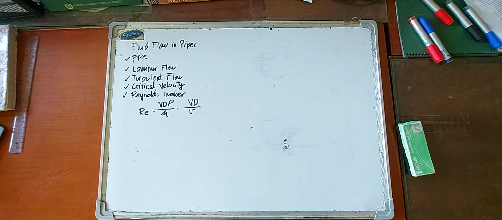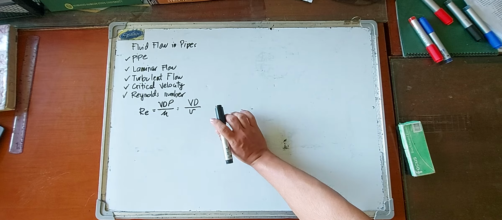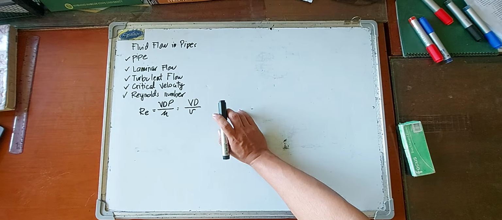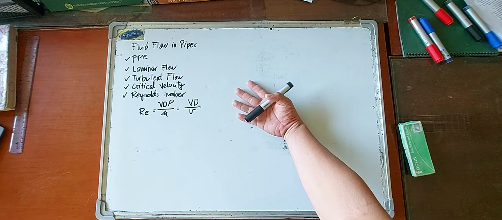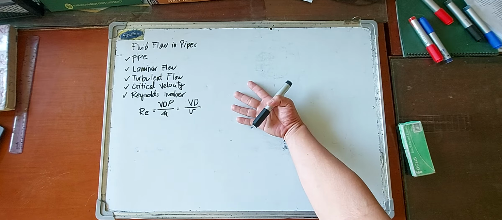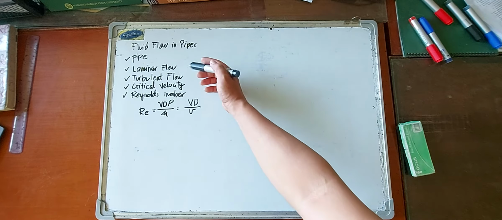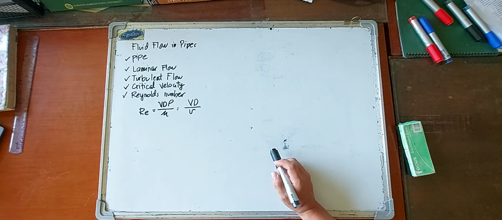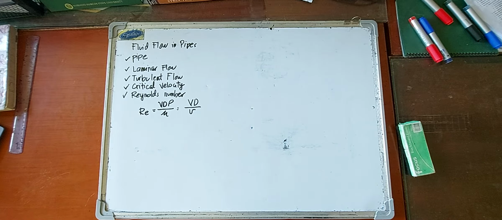Okay? So under fluid flow in pipes, we will be dealing with the computations of major head losses and minor head losses. Okay? And there are things that we need to know to compute for these head losses or energy losses. And ito, yung mga concepts na kailangan nating maintindihin. First is laminar flow. What is laminar flow?